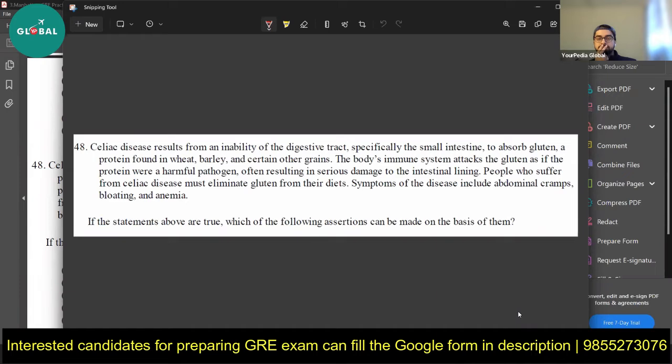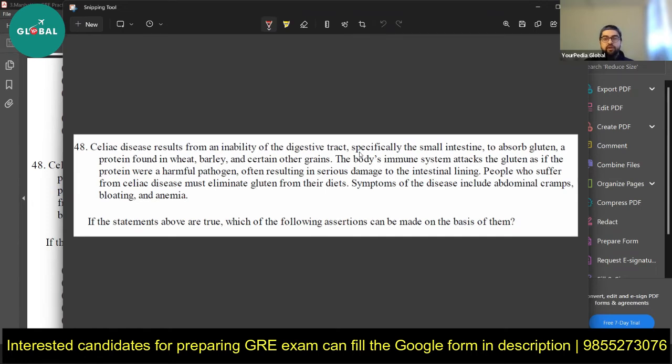So, okay, then I'll read this. Celiac disease results from an inability of the digestive tract, specifically the small intestine, to absorb gluten, a protein found in wheat, barley, and certain other grains. If you can see, this is a complex sentence. Always while reading, just stop where there is some punctuation, like a comma. You can always stop there to understand this type of sentence.